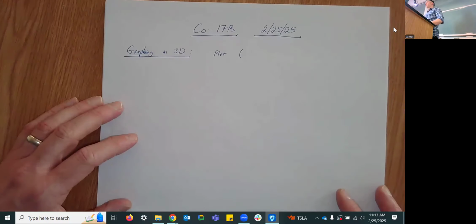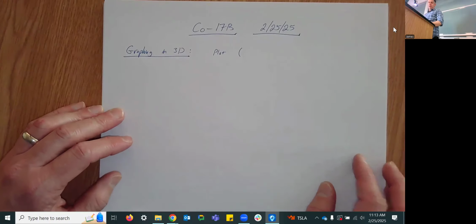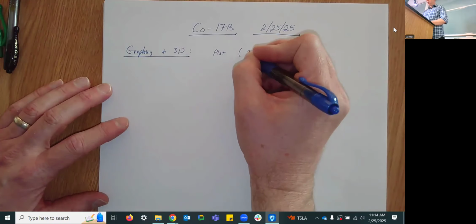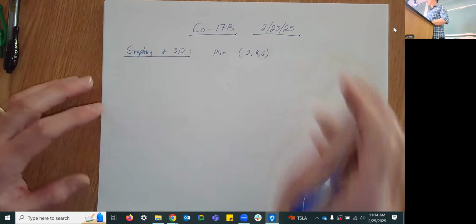All right. So now we can move on to the chapter on graphing in 3D. And then vectors shortly after that. So let's plot a point. Plot the point 2, 4, 6.